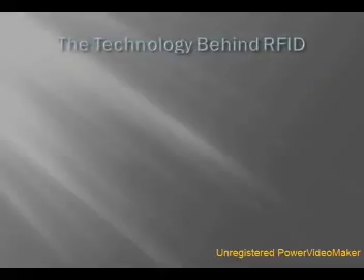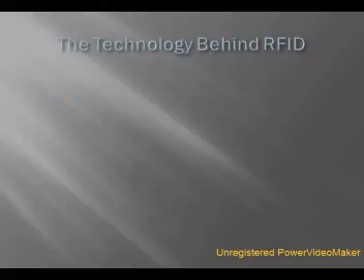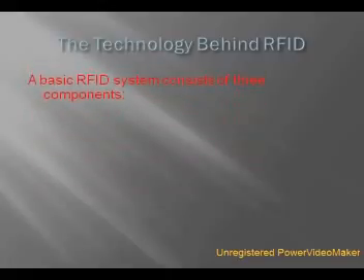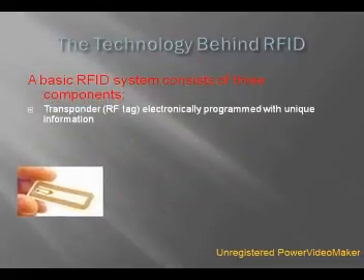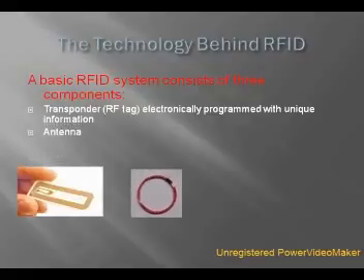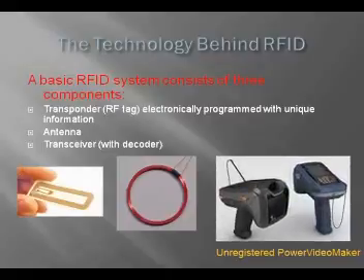Now, let me introduce you to the technology behind RFID. With RFID, the radio frequency portion of the electromagnetic spectrum is used to transmit signals. A basic RFID system consists of three components, which are RF tag, antenna, and transceiver. Now let me introduce these components one by one.